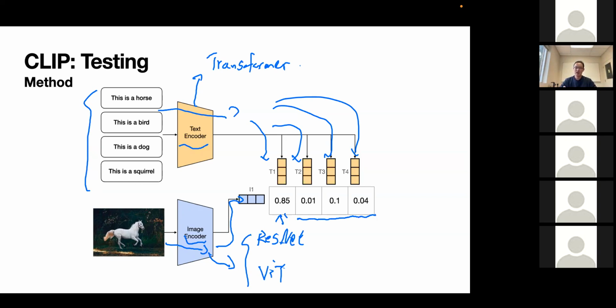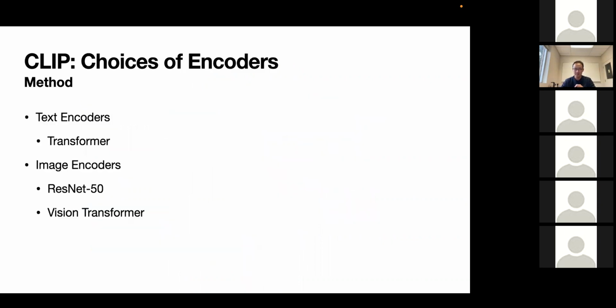So the authors trained many models. One model uses a transformer as the text encoder and a ResNet as the image encoder. The other model uses a transformer as the text encoder and a visual transformer as the image encoder. The authors trained many models so they can test the performance of the whole pipeline. Yeah, that's what I list here: they chose transformers as text encoders, and ResNet as image encoders, as well as vision transformers.